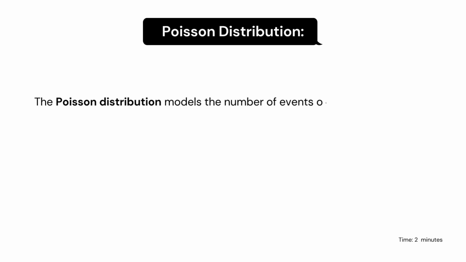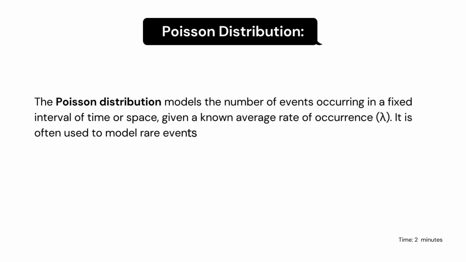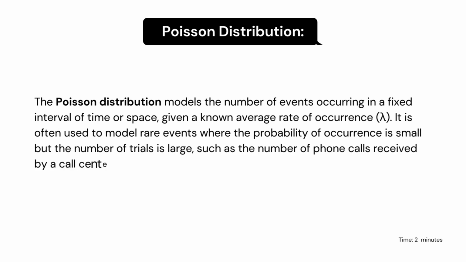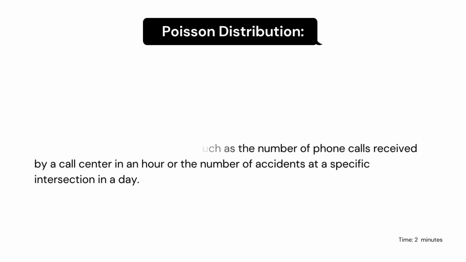The Poisson distribution models the number of events occurring in a fixed interval of time or space, given a known average rate of occurrence, lambda. It is often used to model rare events where the probability of occurrence is small but the number of trials is large, such as the number of phone calls received by a call center in an hour or the number of accidents at a specific intersection in a day. I hope you're somehow getting it.